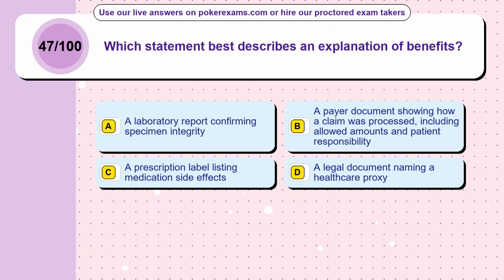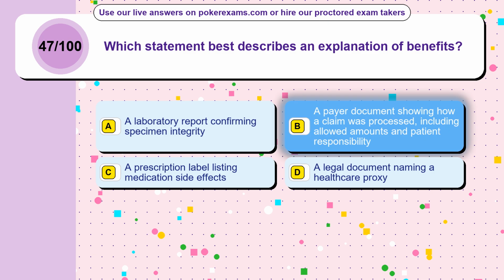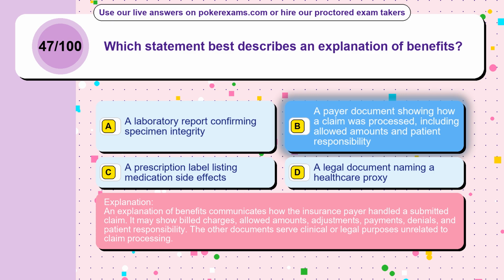Option D. A legal document naming a healthcare proxy. The correct answer is option B. A payer document showing how a claim was processed, including allowed amounts and patient responsibility. An explanation of benefits communicates how the insurance payer handled a submitted claim. It may show billed charges, allowed amounts, adjustments, payments, denials, and patient responsibility. The other documents serve clinical or legal purposes unrelated to claim processing.